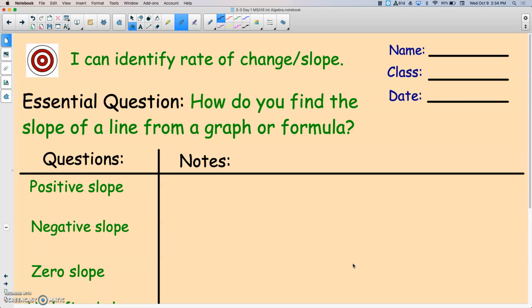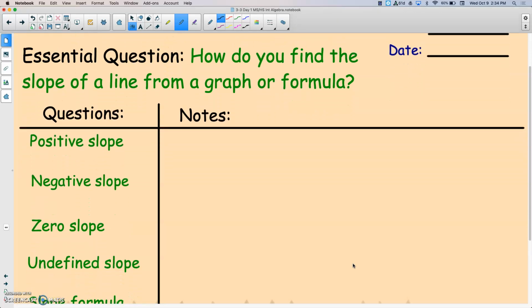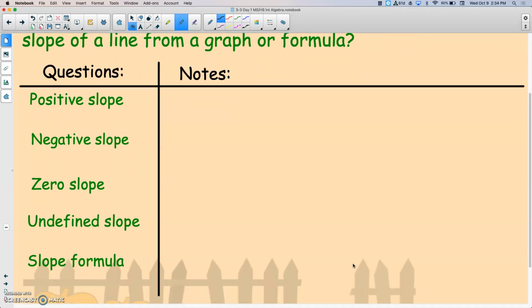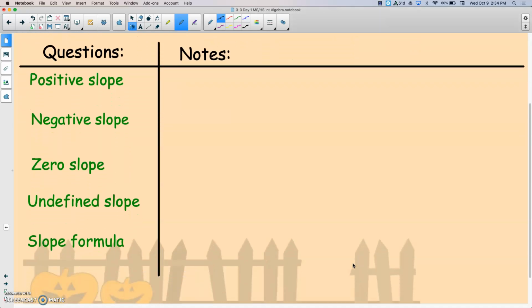Lesson 3.3. Our learning target today is I can identify rate of change and slope. Our essential question is how do you find the slope of a line from a graph or formula? There are 4 different kinds of slope that we're going to be learning about today.